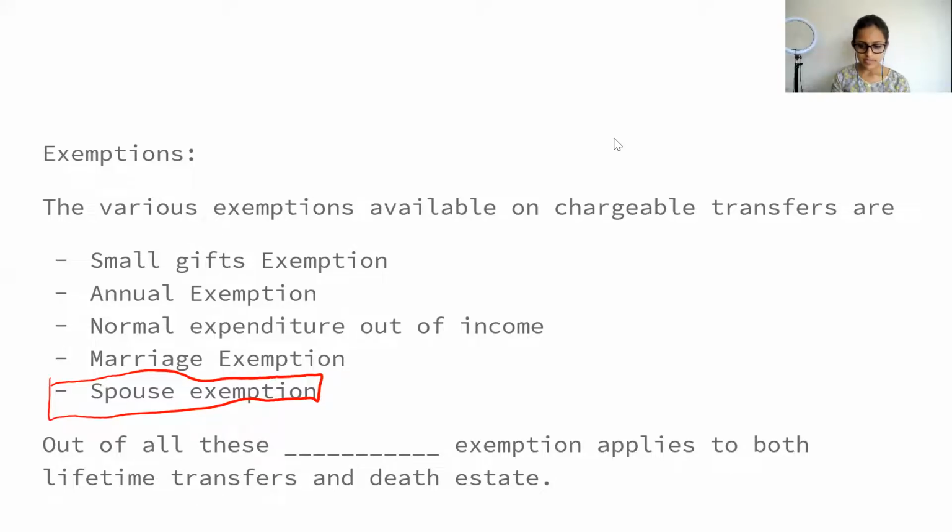Now, the small gifts exemption: each gift must be £250 or less. For each person, we can give a gift of £250 or less and it will be exempt. It's not the case that everything above £250 is exempt; if the gift is £250 or less, it's exempt. If it's above £250, then it's taxable, I mean, you have to pay IHT on it.